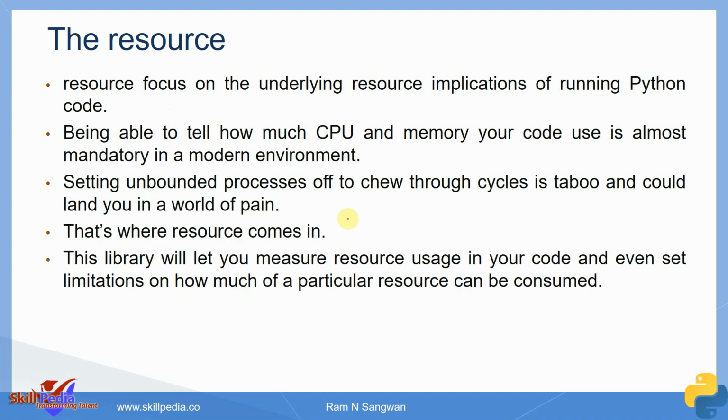Then we have the third utility, the resource. This resource talks about the CPU time taken by your system. So resource focuses on the underlying resource implications of running Python code. Being able to tell you how much CPU and memory your code uses is almost mandatory in a modern environment. You cannot set unlimited CPU time. In fact, let me tell you, microservices frameworks focus on every module, every component being quickly executed as fast as possible.